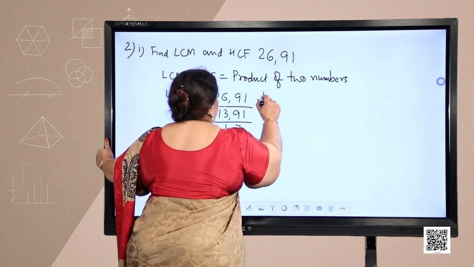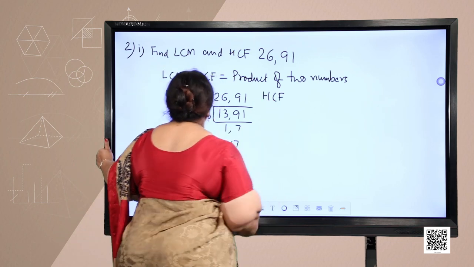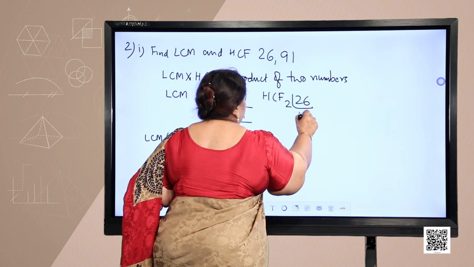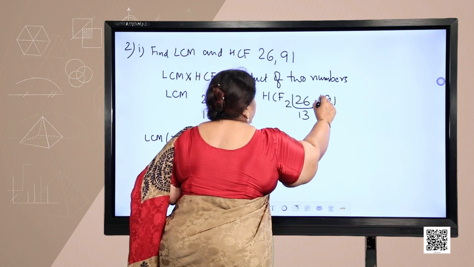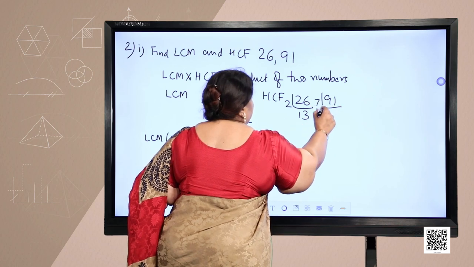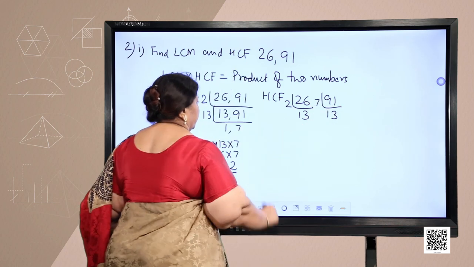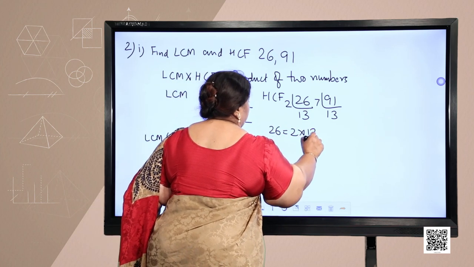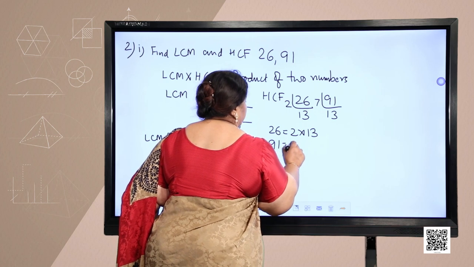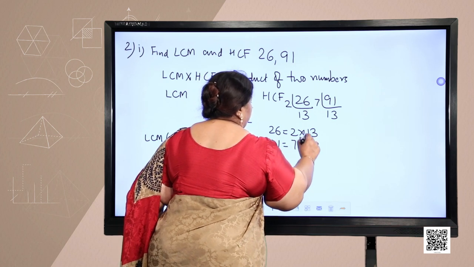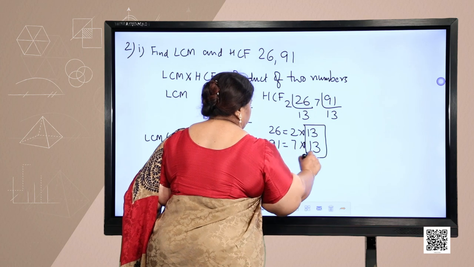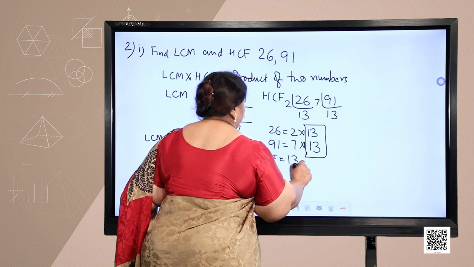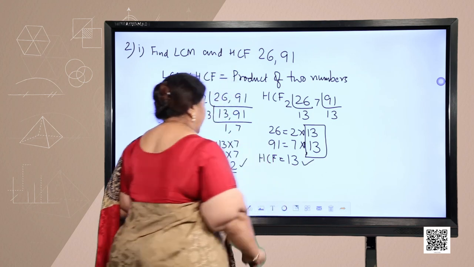In order to find out the HCF using prime factorization, 26 can be written as 2 into 13 and 91 can be expressed as 7 into 13. So, 2 into 13 and 91 is written as 7 into 13. What is common in these two? It is 13. So, HCF is 13. We have found out HCF and LCM.